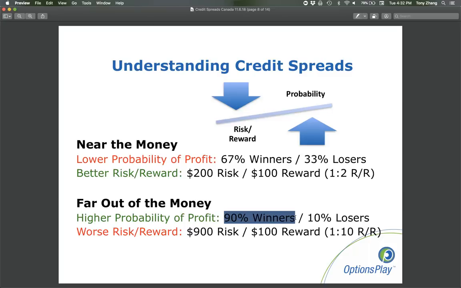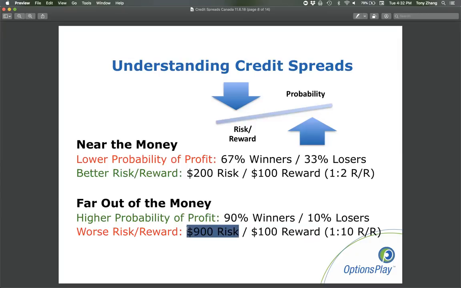But again, if you only focus on this probability side of things, you're completely missing the other half of the picture. So when you see these really high probability trades, and there's plenty of examples, and I'll show you a few in a few seconds, they are traded off by an extremely bad risk reward ratio, meaning you might be collecting $100 and have a 90% chance of keeping that $100, but in that 10% chance that you have a loser, you might be risking $900.